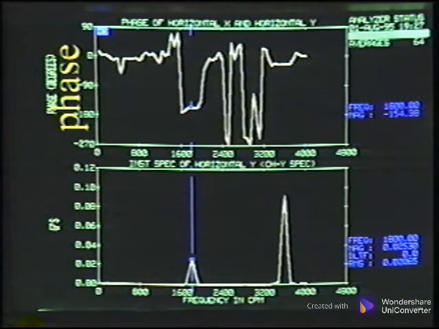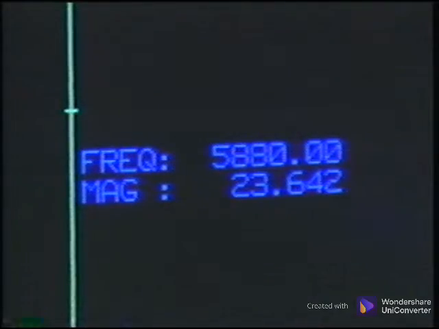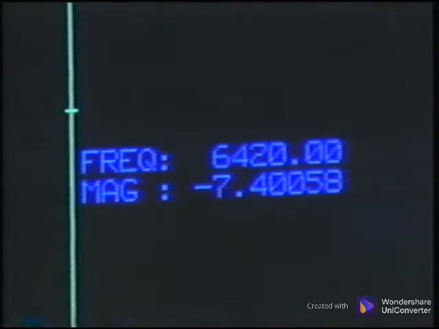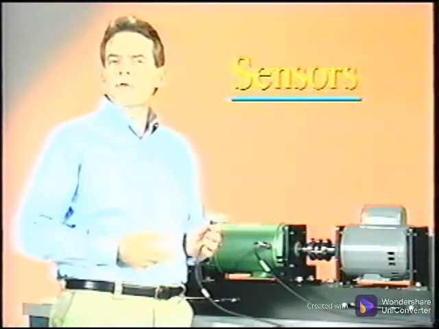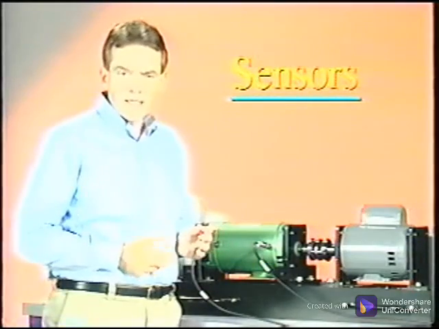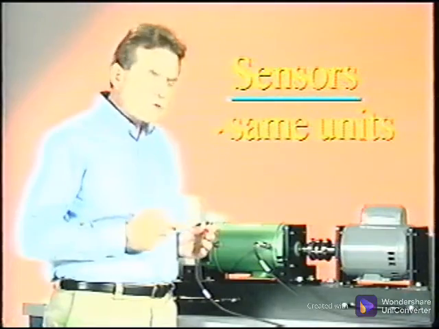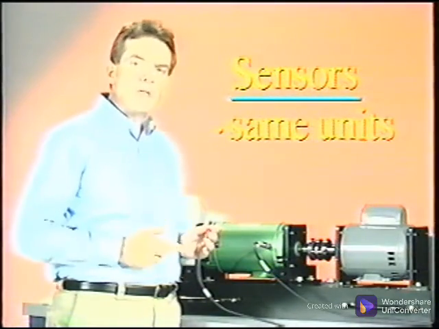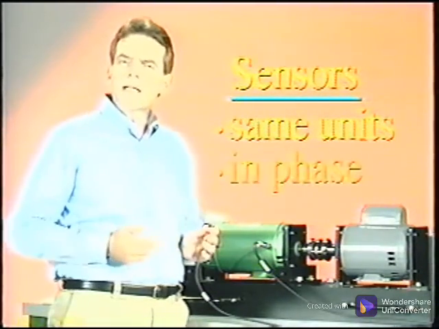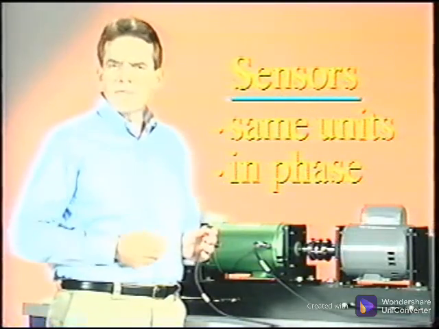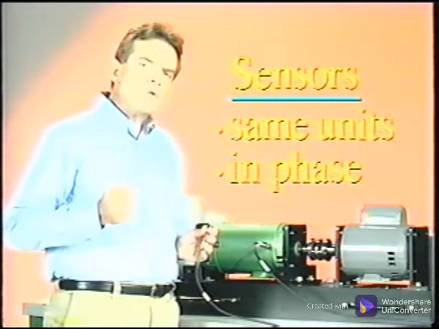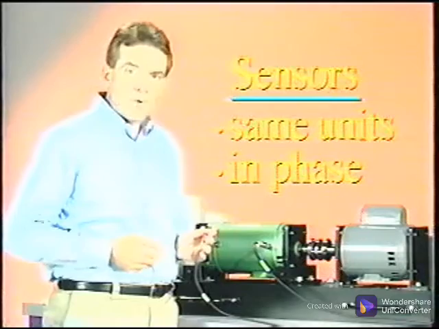Now we move the cursor to a particular frequency on the reference spectrum and read from the phase spectrum the corresponding phase angle. In order to use this cross-channel phase effectively, certain setup considerations must be made. First, the two sensors must be using the same units, such as Gs. Secondly, the sensors must be in phase. That is, they must read the same phase angle for a given point.